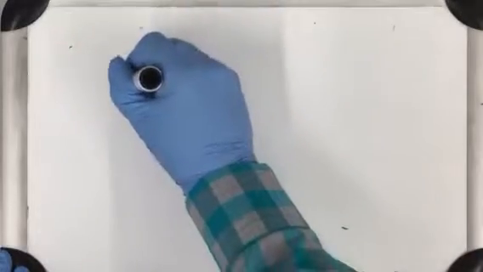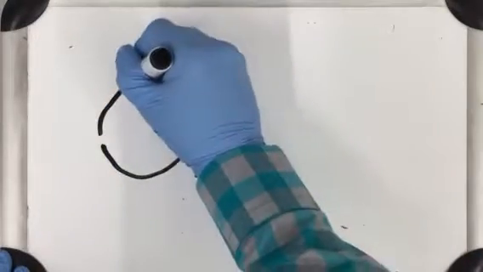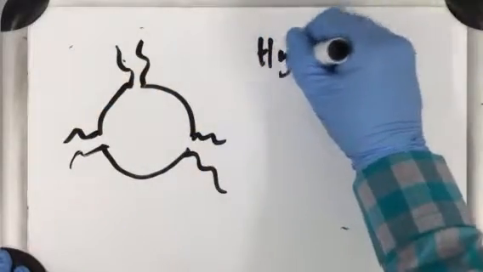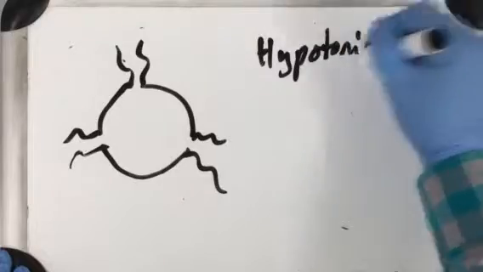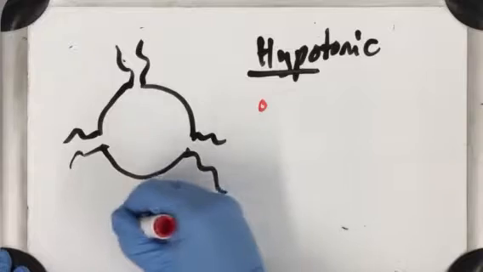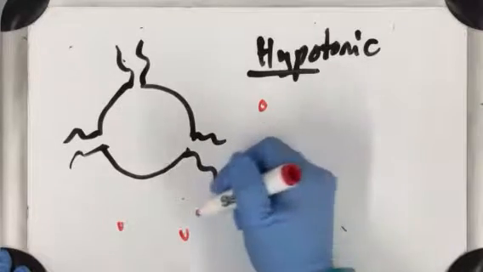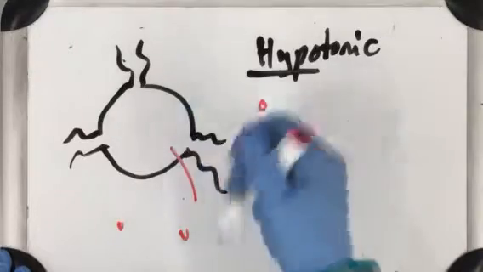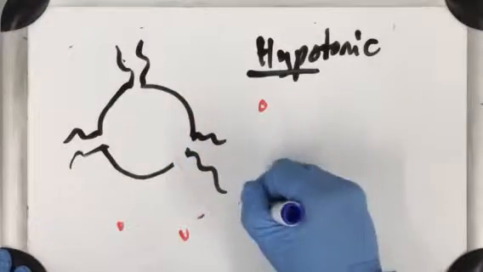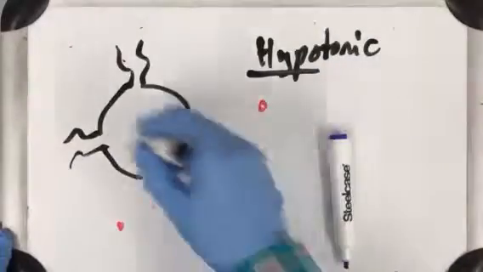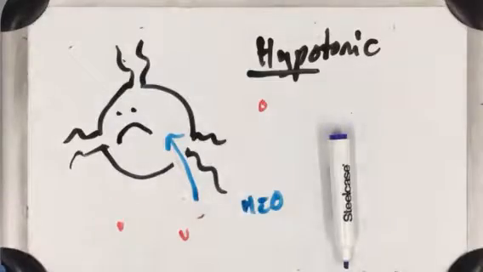So in that case, the cell was in a hypotonic solution. Hypo, because there was very little of the solute. So the water from here tried to mimic the concentration, and the H2O out here burst the cell. Boom. Again, the cell is now dead.